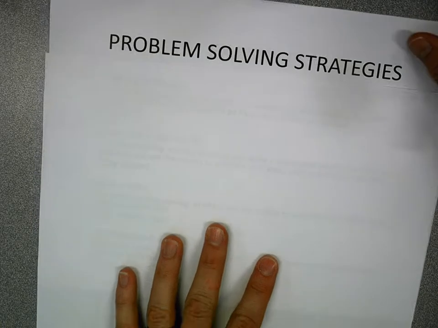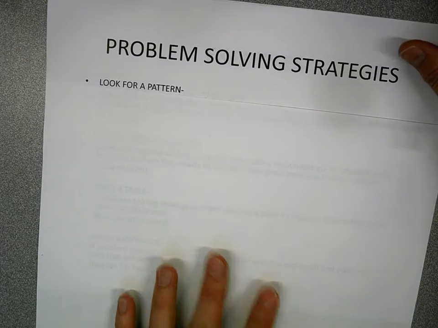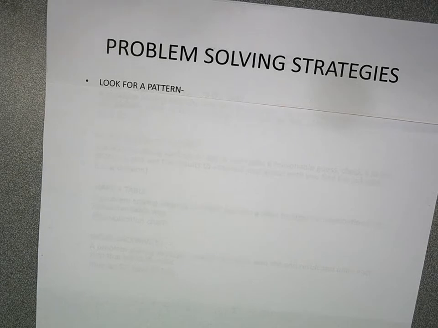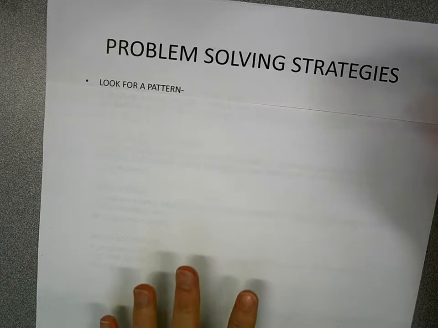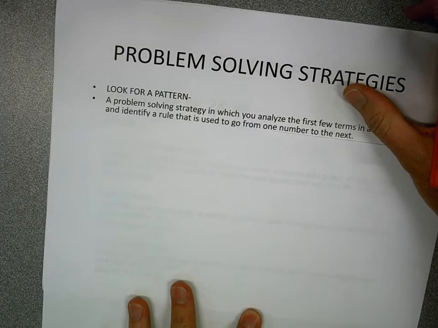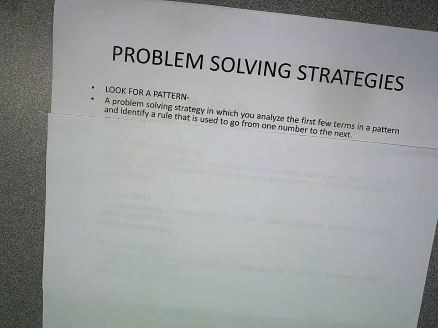Problem-solving strategies. Our very first one is, and you probably have heard of some of these, sometimes, depending on the problem, you want to look for a pattern. Everyone? I know it's kind of weird, because it's not just a word, it's almost like a sentence, but it's still part of the vocabulary. So your book says looking for a pattern. This is a problem-solving strategy in which you analyze the first few terms in a pattern and identify the rule that's used to go from one number to the next.